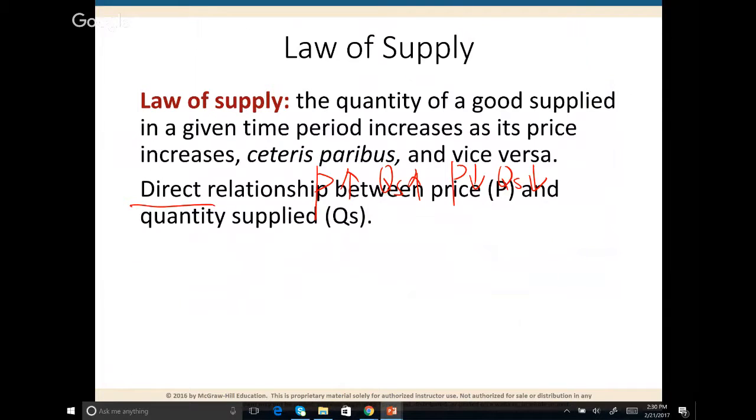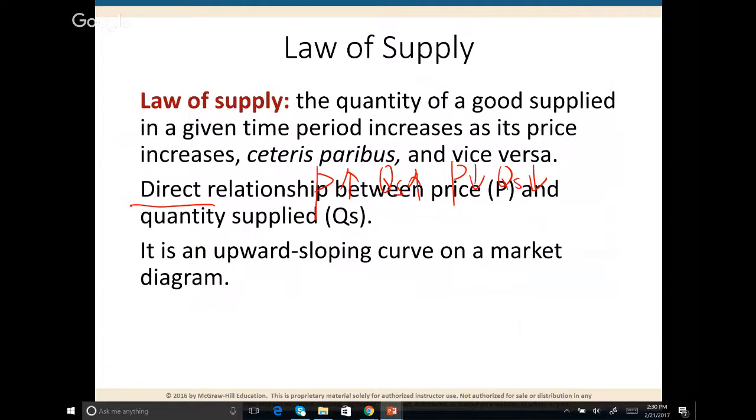And this is a direct relationship. When you have a direct relationship, your slope is positive. So the supply curve is always upward sloping. When you draw it, again, with price and quantity on the axes, the supply curve looks like this. So it's always going up.